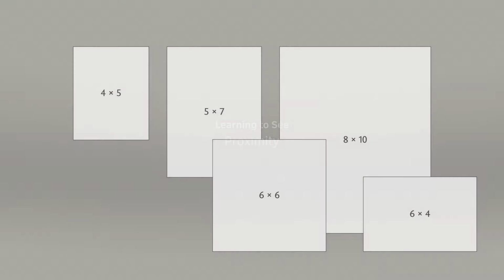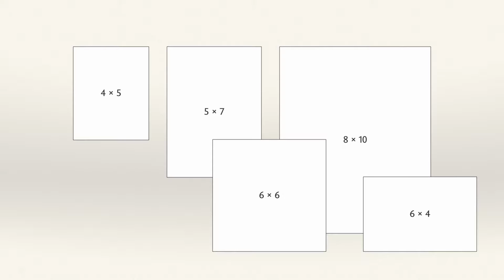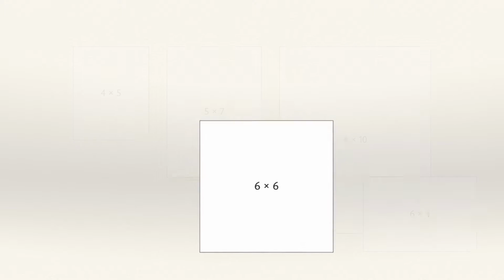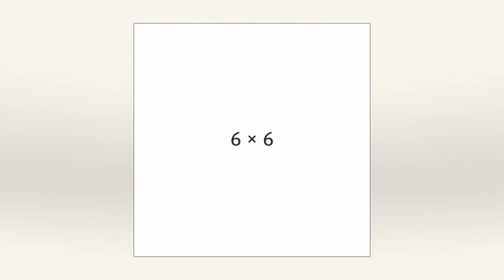Learning to see proximity. To start off with, we're going to choose a format. This time we'll start with a 6x6 format. Choosing a format always helps us to judge the relationship of the space of our shapes, the shapes that are being made between our subject matter and the format.